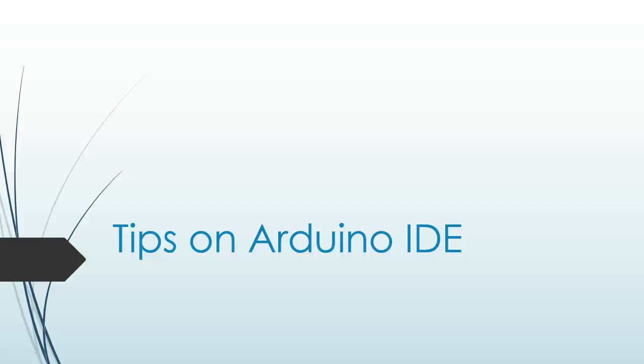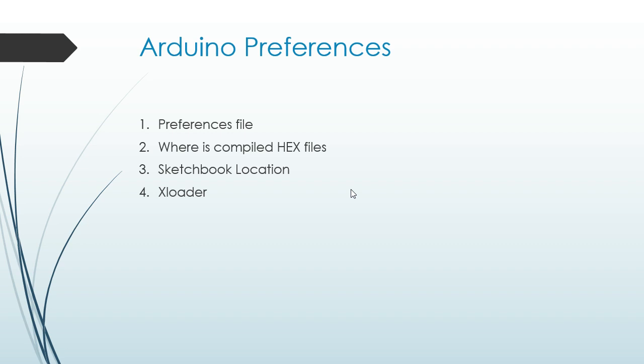In this video, I'm going to show you some of the Arduino tips. We are going to understand what is a preference file and how to find where the compiled hex files are, and how to change the sketchbook location, and an open source tool called XLoader, which is used to load the hex file to Arduino.